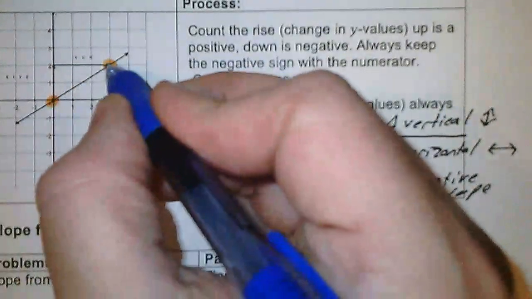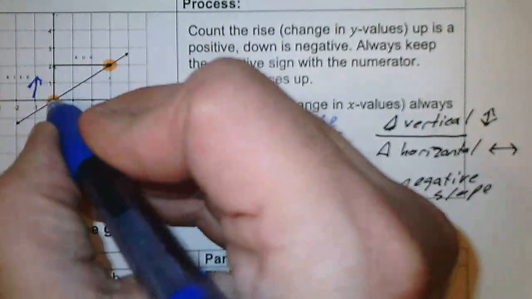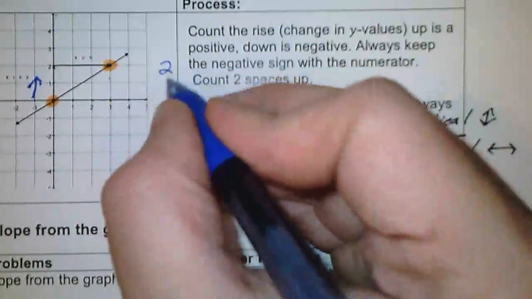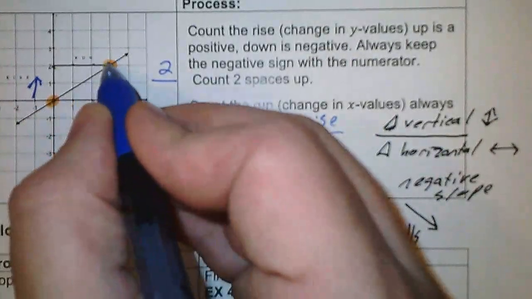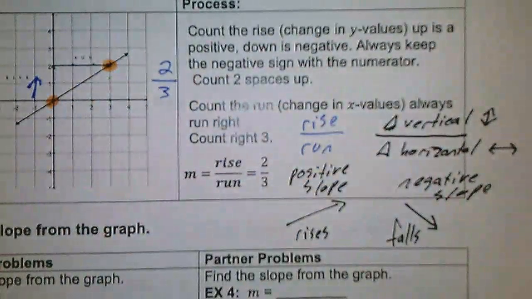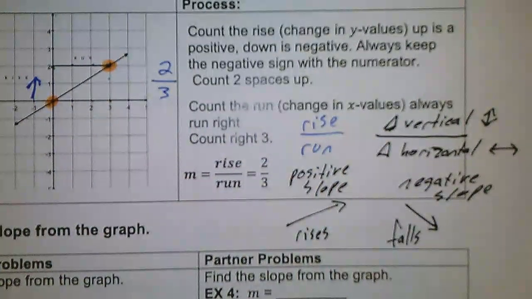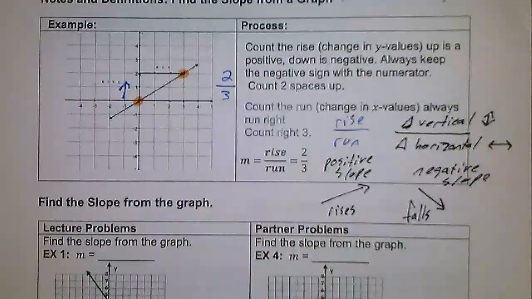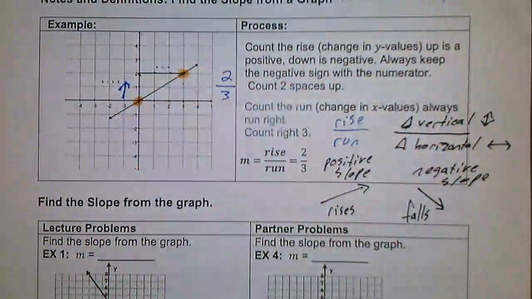So from this point to this point, how many do we rise and how many do we run? I'm going up, which is in the positive direction where my y values are positive. I go up 2 units. Rise over run. So I go up 2 and then I go over 3. So we have a positive slope because we are rising from left to right of 2/3. Let me zoom out. So count from one point to another. How many do you go up or down? How many do you go left or right?